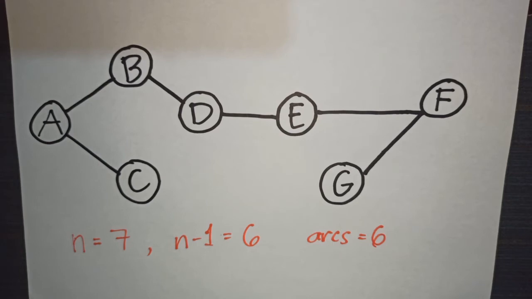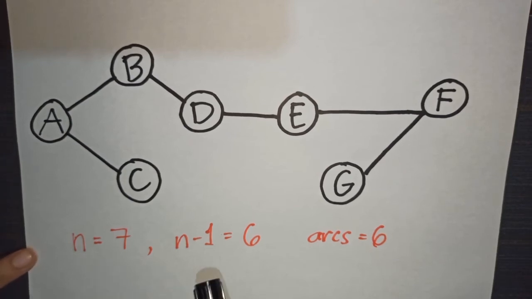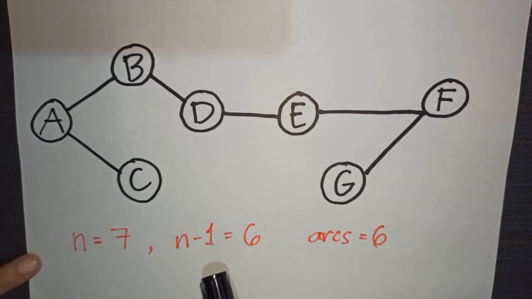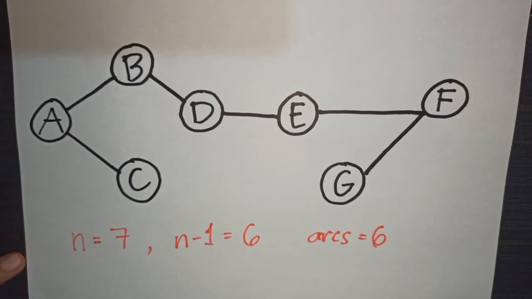For our last example, all the nodes are connected. There is also no cycle since wala namang path na bumabalik sa same node. And if we are going to check it by n-1 arcs, n is equal to 7, n-1 is equal to 6, and the arcs is equal to 6. The n-1 is equal to the number of arcs, which makes this network a spanning tree.